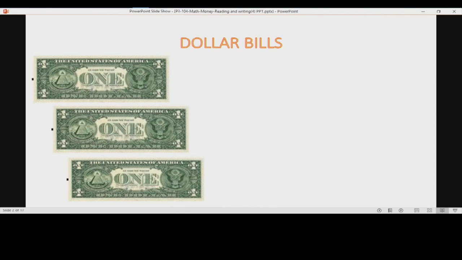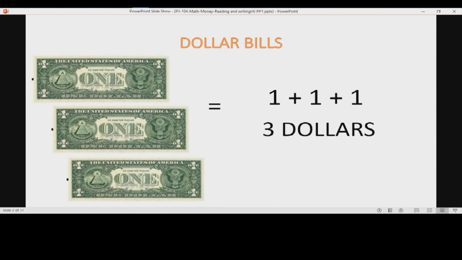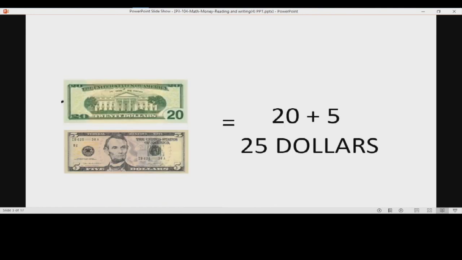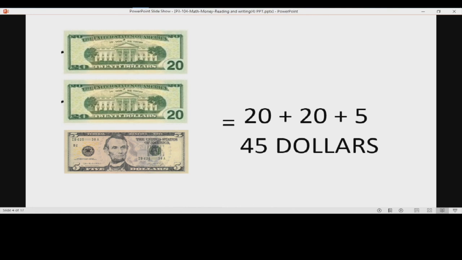So let's take a look at our dollar bills again. How many dollar bills can you see? Three. How much are they worth each? One. So we have how many dollars? Three. But all together we have $3. 1 + 1 + 1 equals $3. $20 plus $5 equals $25. And then if we add another $20, we have $45. Excellent, guys. This is what we've been practicing on the board.